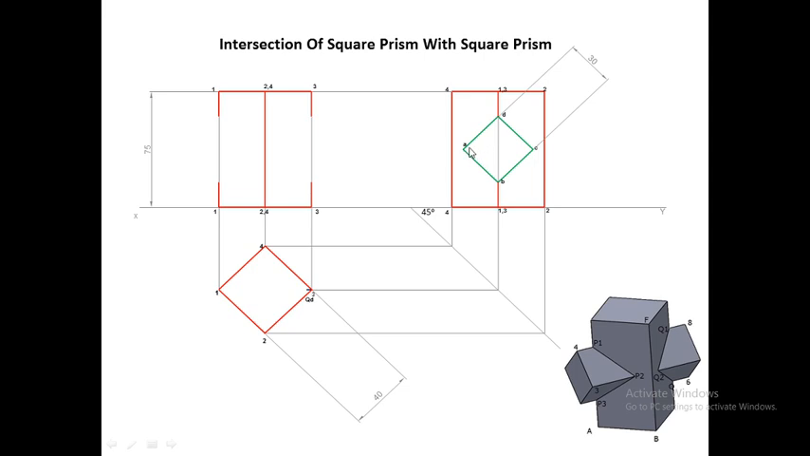That is, we have to project now the top view. For projecting the top view, we have to draw vertical projection lines from all these corners, that is from corner A, corner D and B, and corner C. Now we will project the top view from the side view.